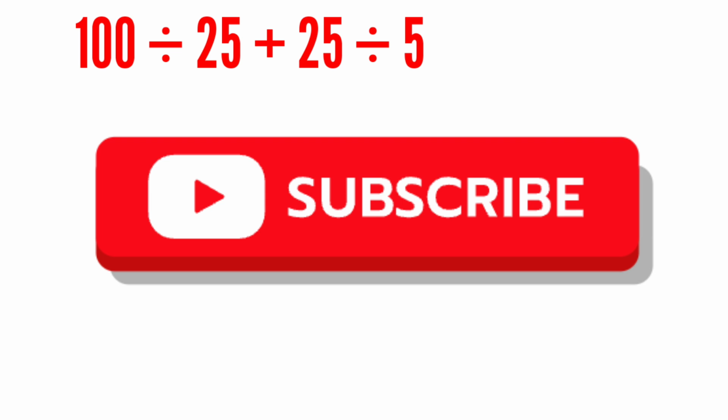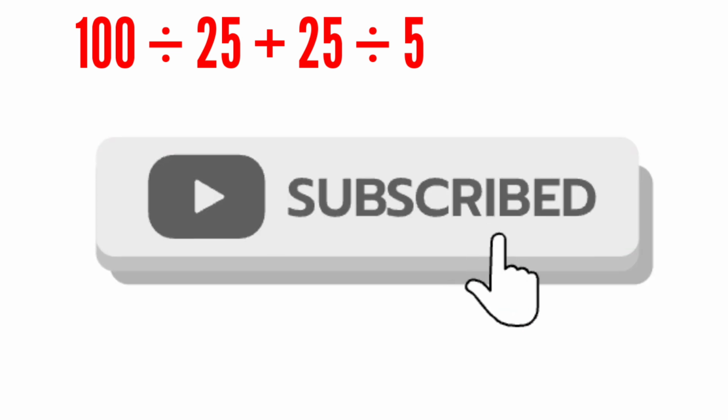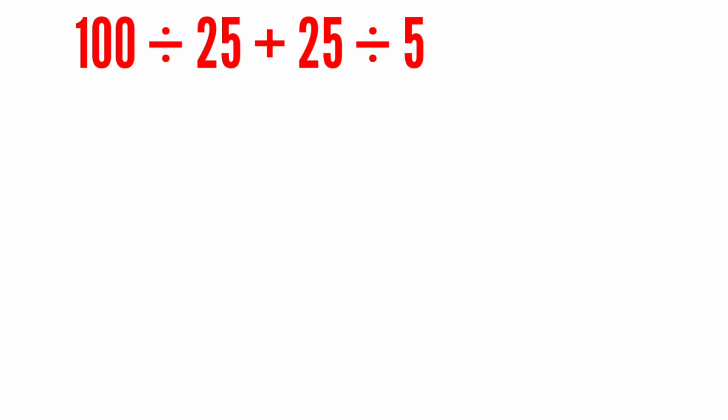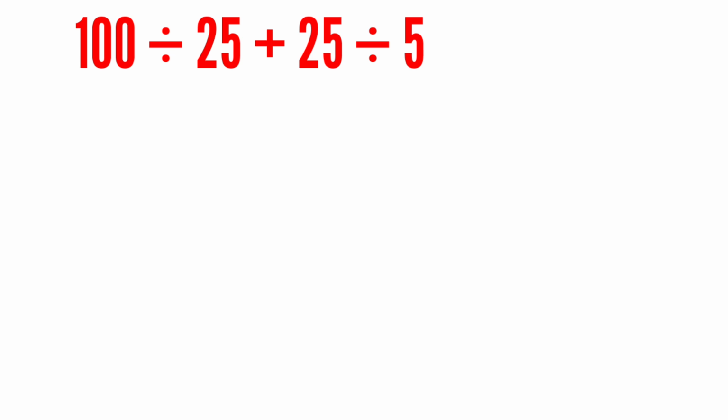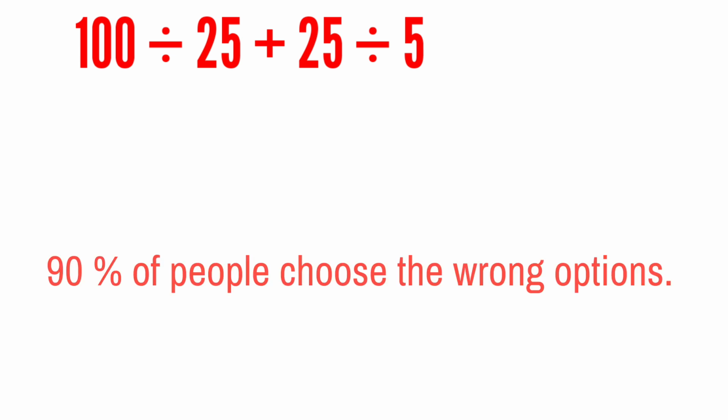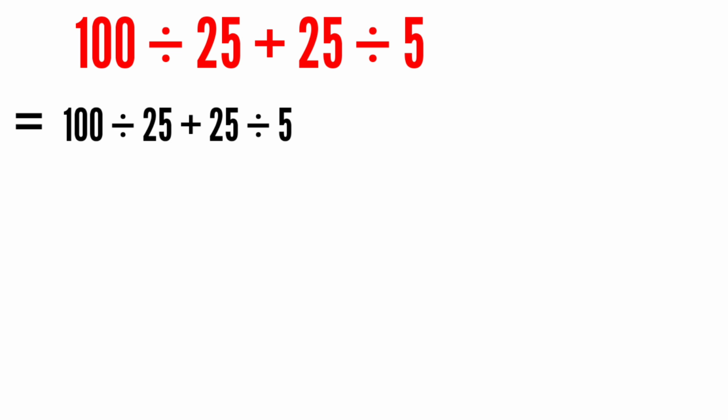In this video, we want to find the value of this expression: 100 divided by 25 plus 25 divided by 5. This algebraic expression seems very simple, but it tricks almost everyone. 90% of people choose the wrong option. They start with addition.